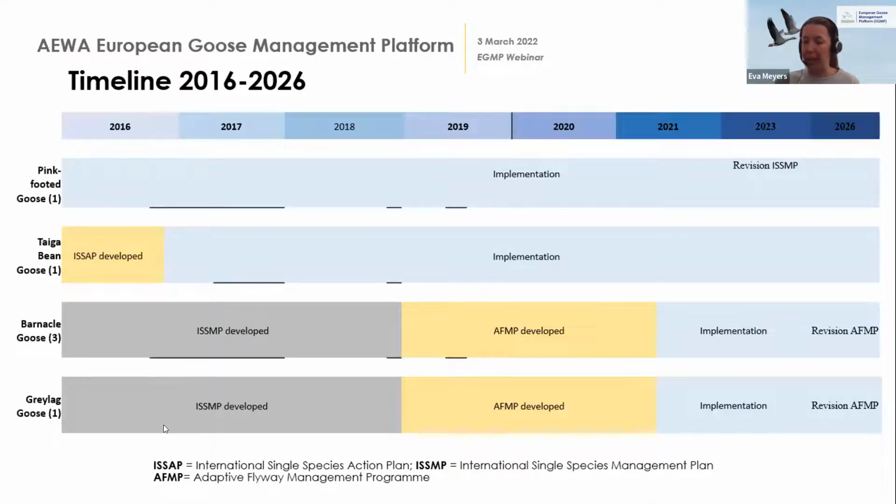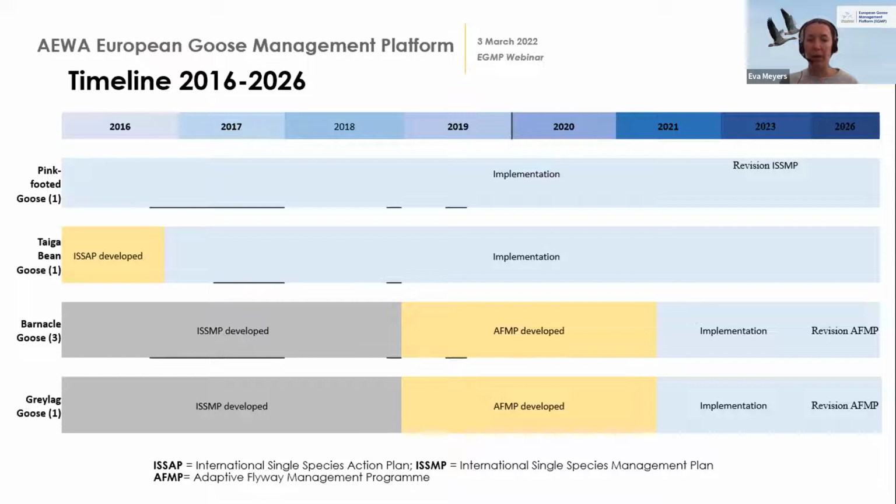And for you to get a quick overview of the timeline in the past 10 years, you can see that by now we are in the implementation phase of all these plans. But there is a revision of the pink-footed goose management plan coming up, and the adaptive flyway management programs have a much shorter cycle, and the revision of the AFMPs is coming up in 2026. And before that, there will be different elements of the adaptive flyway management programs added, updated, revised in the cycles that are described in the AFMPs.